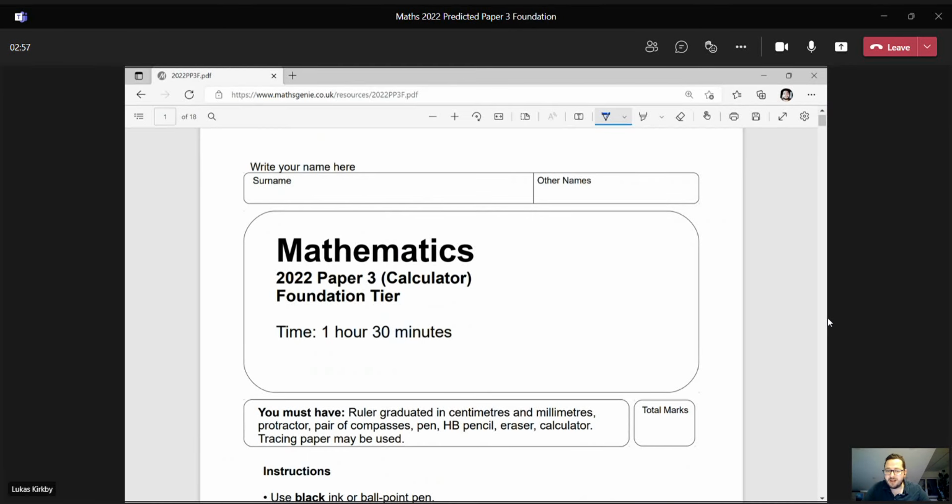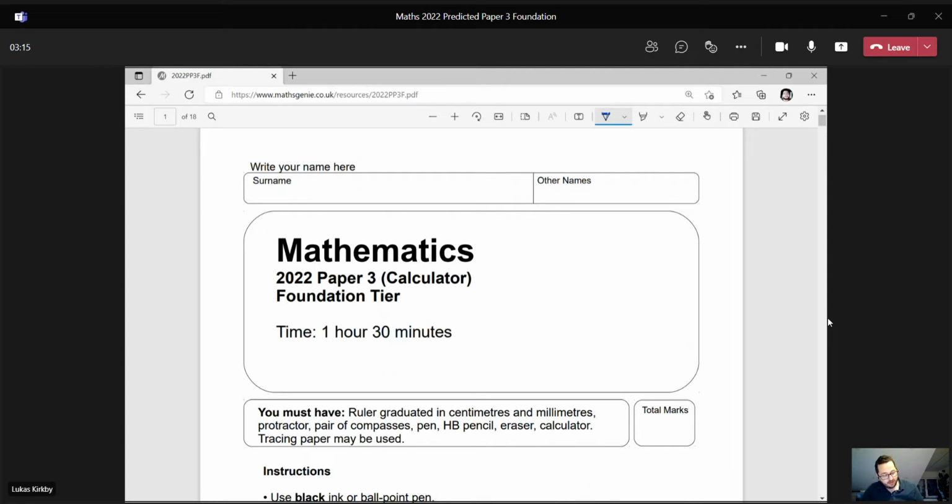Hello, so welcome back. We're going to be looking at paper 3 of the foundation tier today, the predicted paper for the 2022 exam that's coming up in a couple of weeks. So we're just going to run through it and do the best we can. That's all we can do. So we're going to have a look at paper 3.